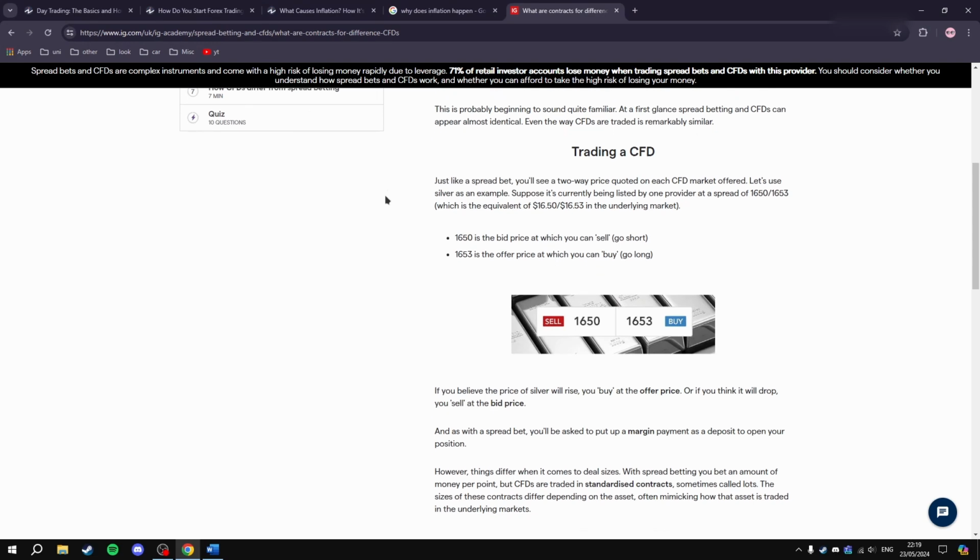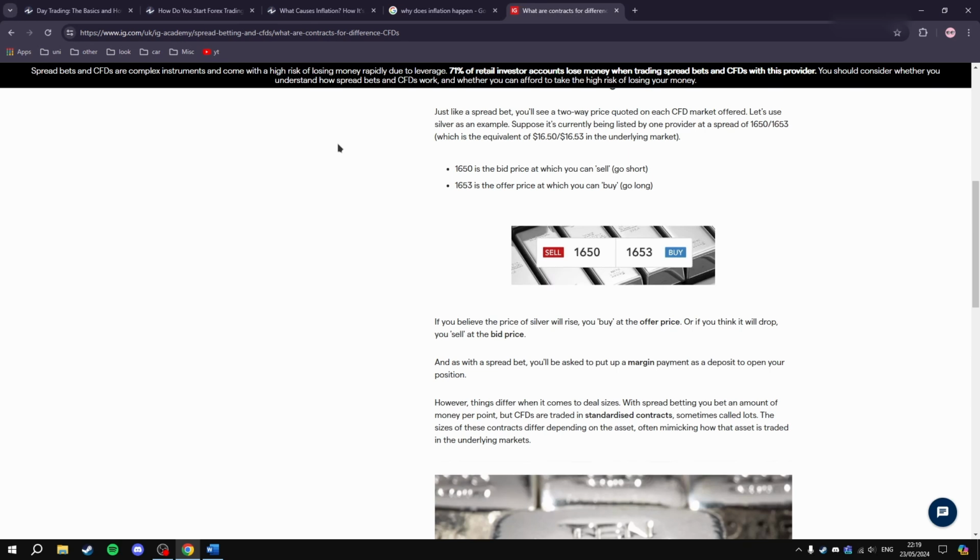This is probably beginning to sound quite familiar. At first glance, spread betting and CFDs can appear almost identical. Even the way CFDs are traded is remarkably similar. Trading a CFD, just like a spread bet, you'll see a two-way price quoted on each CFD market offered. Let's use silver as an example. Suppose it's currently being listed by one provider at a spread of 1650-1653, which is the equivalent of $16.50 and $16.53 in the underlying markets.